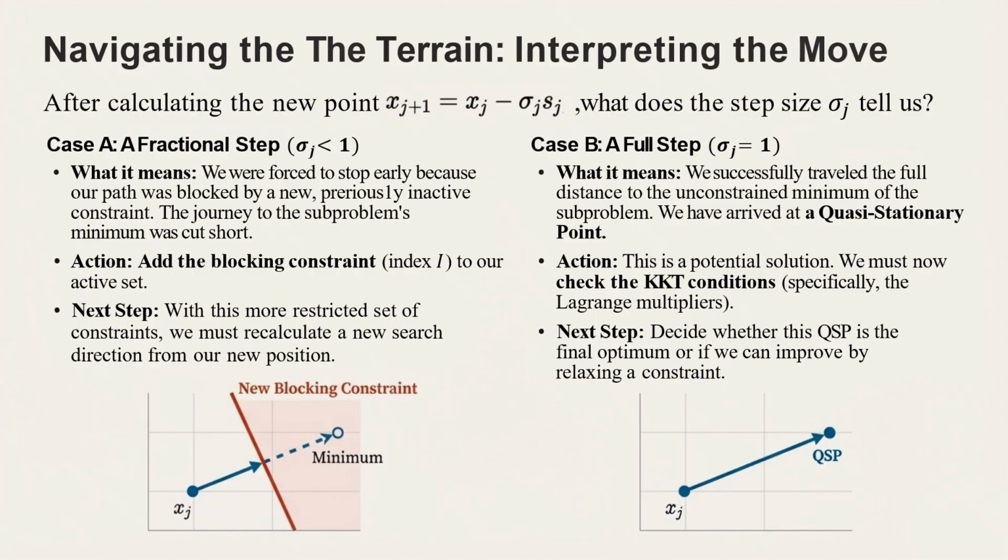However, our work is not yet finished. We must now verify the KKT conditions, specifically the Lagrange multipliers, at this location. Next step: based on the analysis of these multipliers, we decide whether this QSP is the global optimum or if we can further decrease the objective function by relaxing one of the current active constraints.